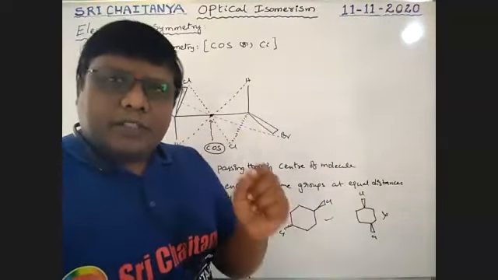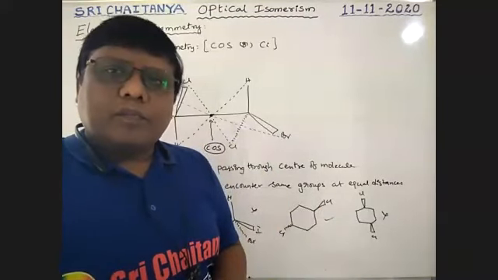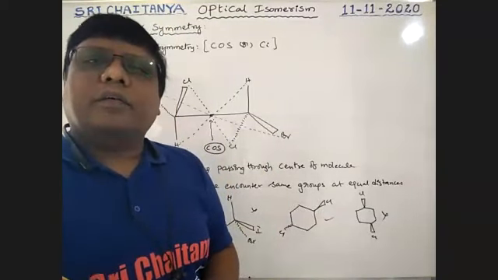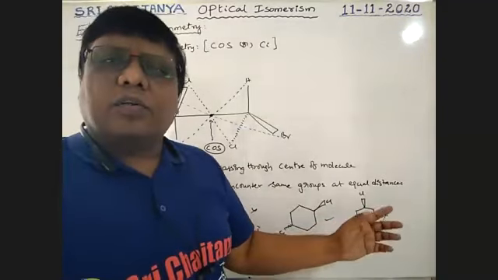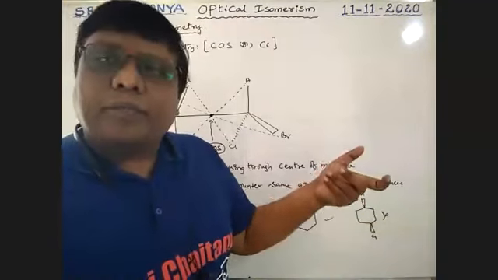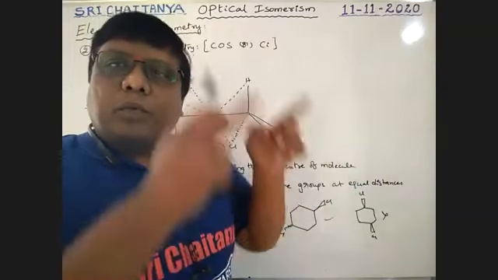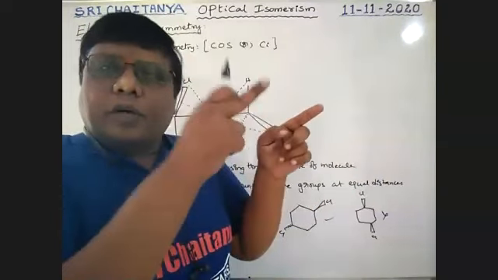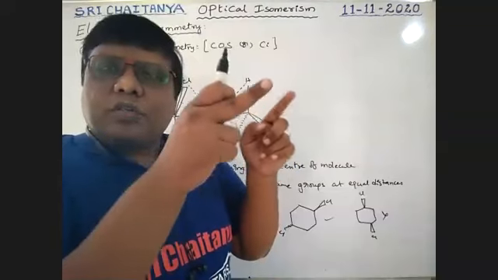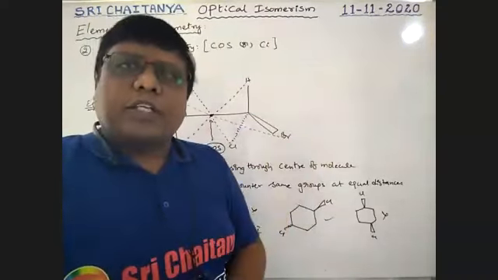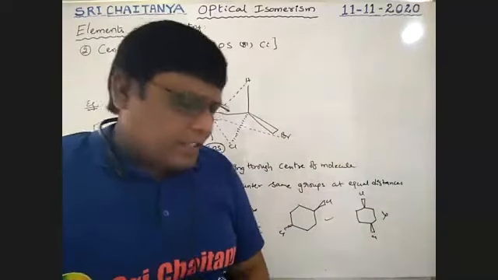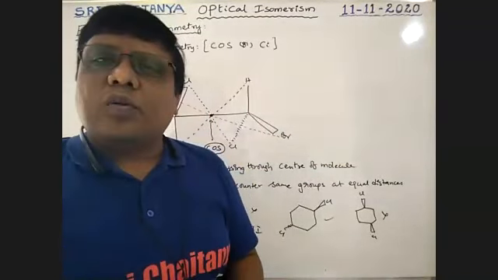Boys, is this concept clear? Okay. Next one, that is what I told. These are both above the plane. If a line joins these two groups, it is not passing through the center of the molecule. That's why it has no center of symmetry.